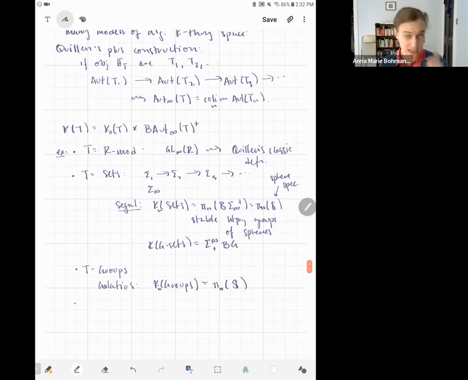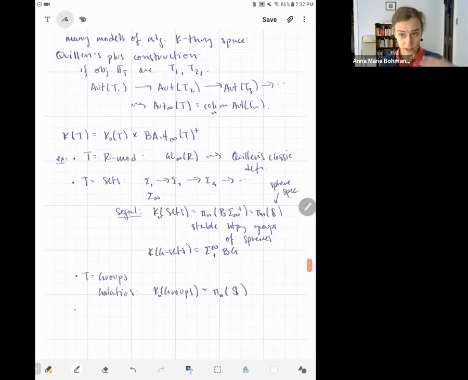But in general, the point I want to make is that Quillen's plus construction interpretation of K-theory and this connection to automorphism groups gives you a certain amount of computational access here. K-theory is generally hard to compute, but you get a little bit of computational control here. So here are some other cool examples you can do.